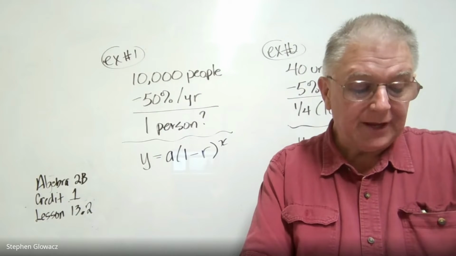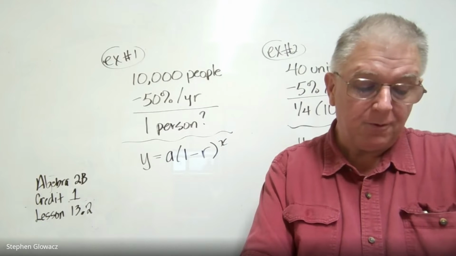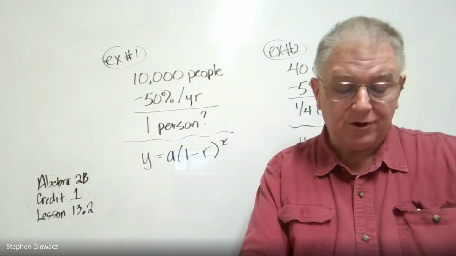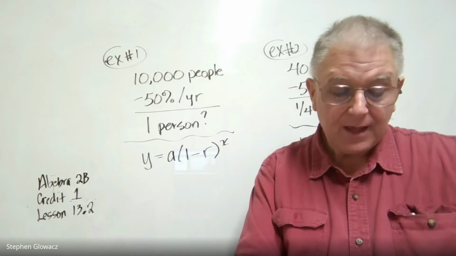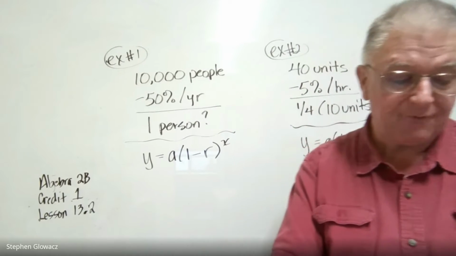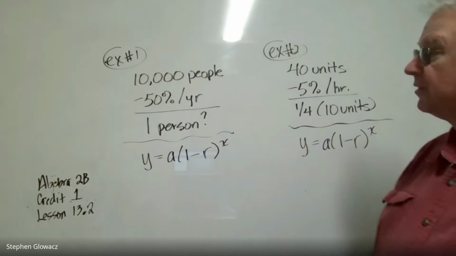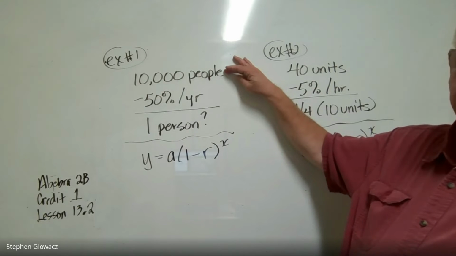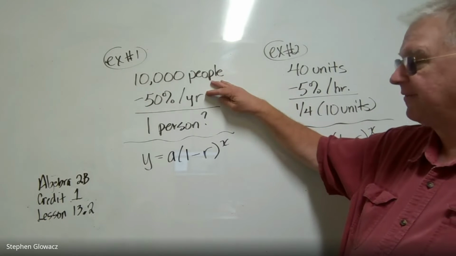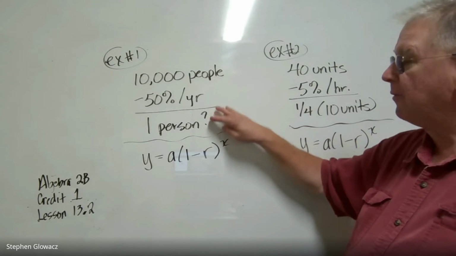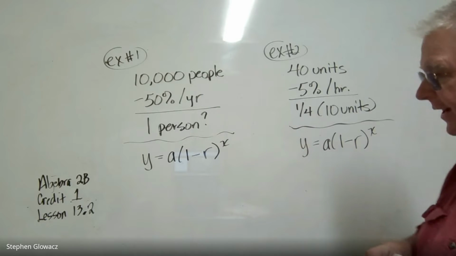It says a population is initially 500 people. The population decreases by 32% per year. Determine when the population will be left with one person. All right, so in our example, we're going to have 10,000 people. It's going to decrease by 50% per year, and we want to know when there's just one person remaining.